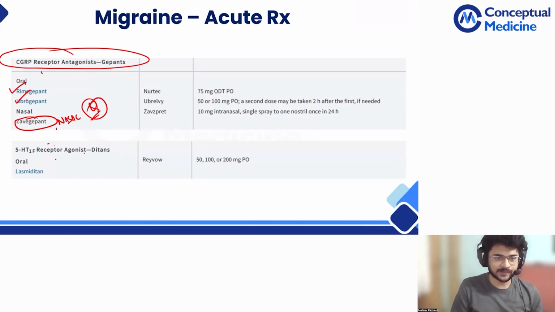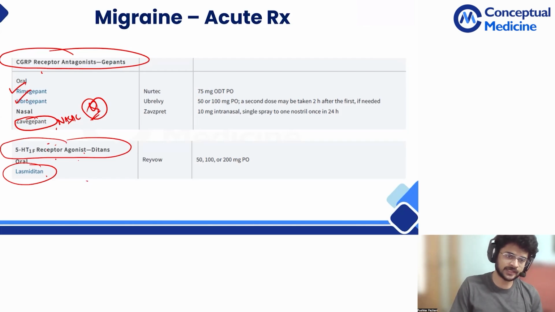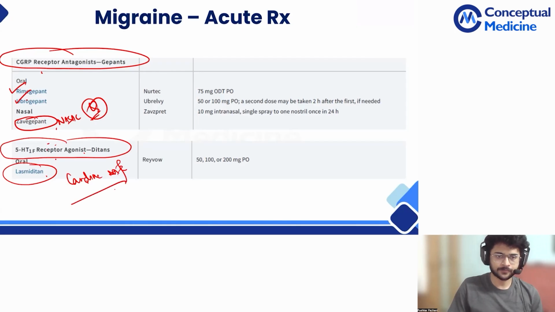Next, you have your ditans, which are 5-HT1F receptor agonists. The one and only molecule in this group is lasmiditan. So remember that your triptans aren't very safe with regards to cardiovascular and cerebrovascular disease. So your ditans are supposedly cardiac safe.